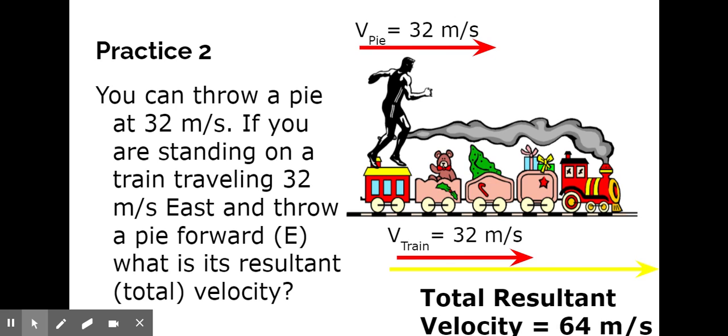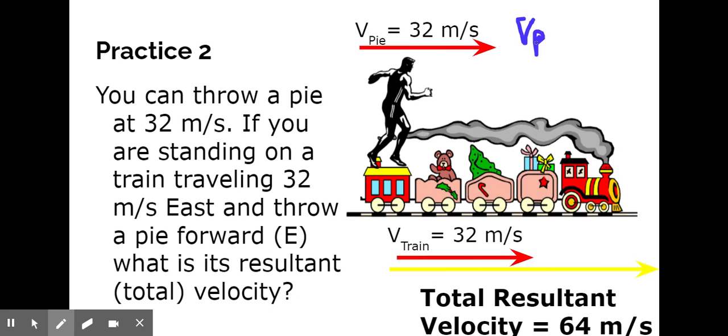You can throw a pie at 32 meters per second. If you are standing on a train traveling 32 meters per second east and throw a pie forward, which is the direction east, what is its resultant or its total velocity? So you're throwing your pie at 32 meters per second. The train is moving 32 meters per second. They're both moving in the same direction, so we can add these vectors together.